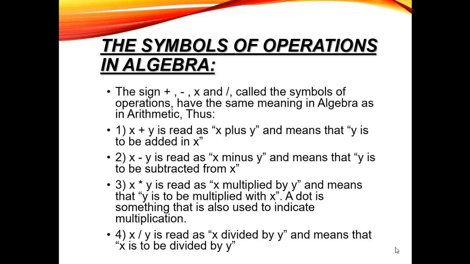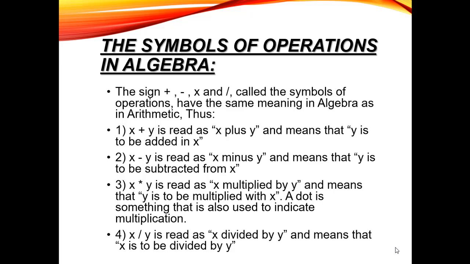The symbols of operations in algebra. The signs plus, minus, multiplication and division are called the symbols of operations and have the same meanings in algebra as in mathematics. Thus, the first statement states that x plus y is read as x plus y and means that y is to be added to x.